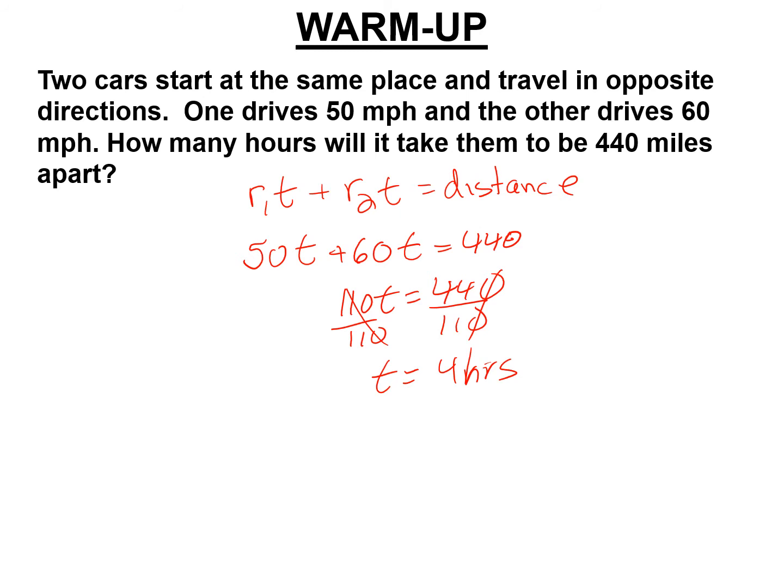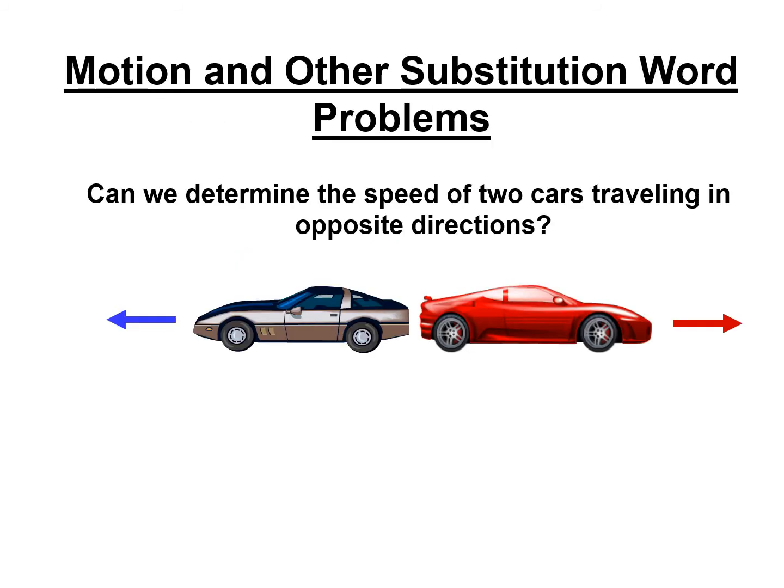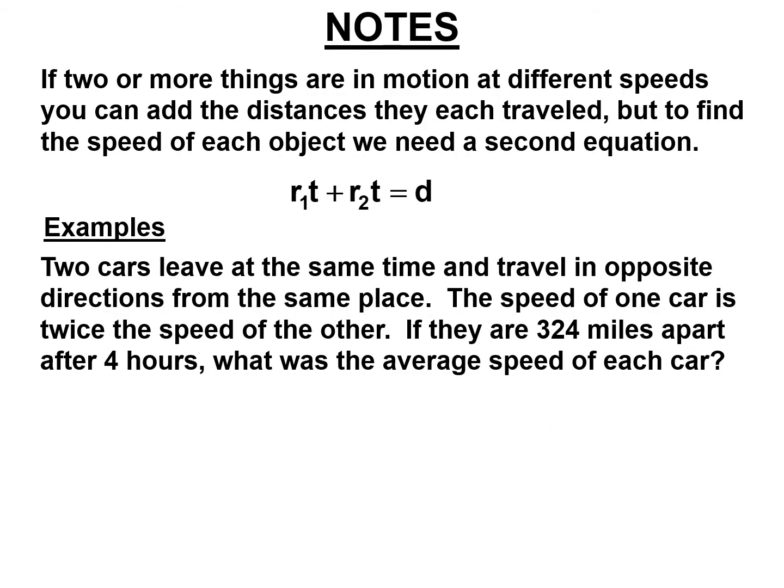Okay, so let's take that to the next level today. We're going to have those car problems, right? We did these earlier in the year. They start back to back and they go in opposite directions, but it could be planes, it could be trains. As long as they're going in opposite directions, we add the rates. Yes, if we were going in the same direction, we subtract, with the bigger, faster rate first. Okay, so let's see what we're doing today.